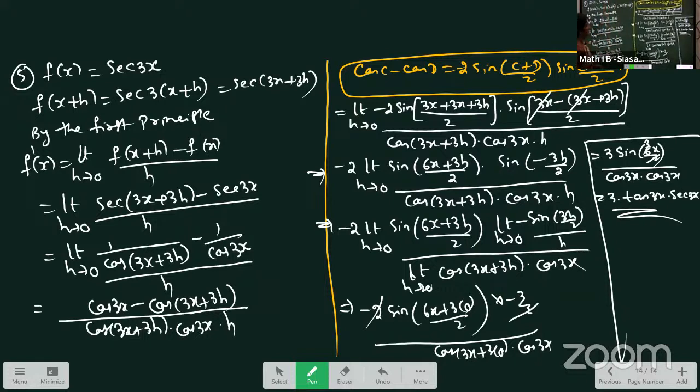Next question. If you have algebraic terms, then how do you find it by the first principle? Suppose the question is f of x is equal to x cube. Generally the derivative of x cube is 3x square, which we get within a step. But if it asks to solve f of x equal to x cube by using the first principle, then we have to follow the procedure.